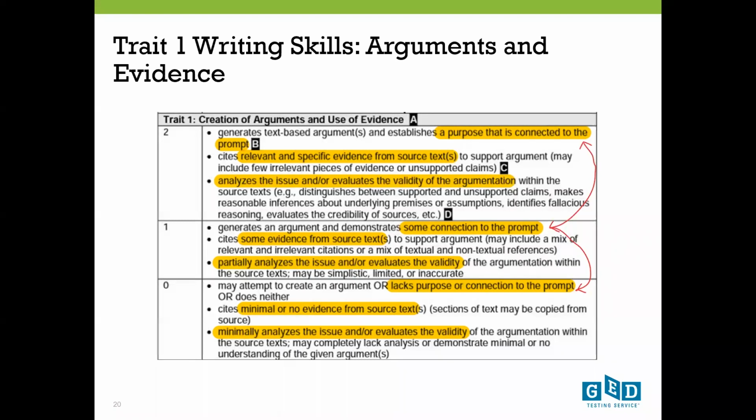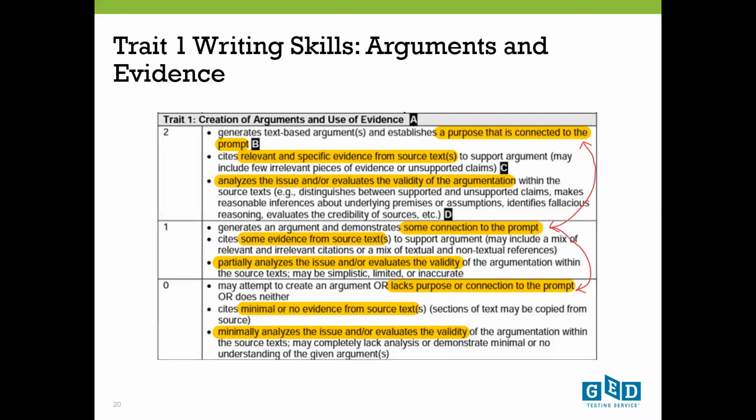So for instance, a top score response, or a 2 for trait 1, that first dimension is generating text-based arguments that establish a purpose that is connected to the prompt. So if you go down to a 1 with that arrow there, a student that is following this dimension, but only at a 1-point level, they have an argument that is somewhat connected to the prompt.